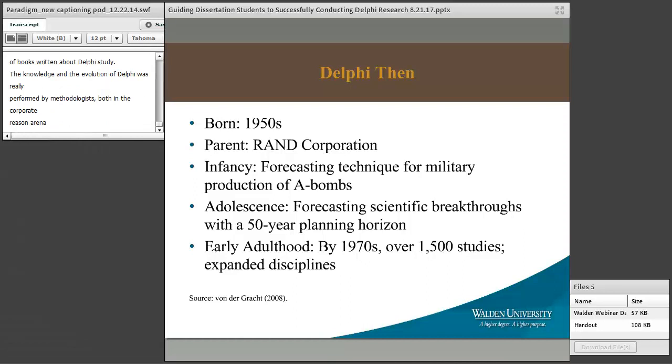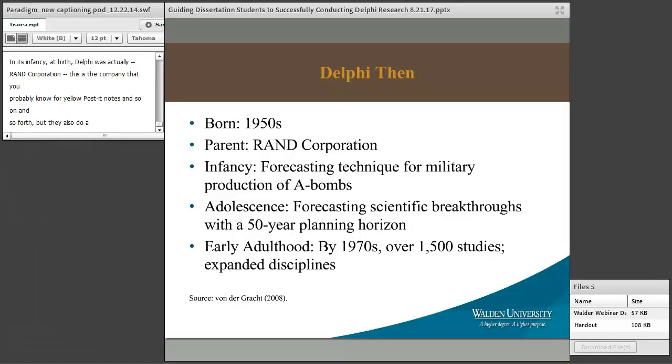In its infancy, at birth, Delphi was actually, Rand Corporation was involved. This is the company that you probably know for yellow Post-it notes and so on and so forth. But they also do a lot of research directly with the US government.